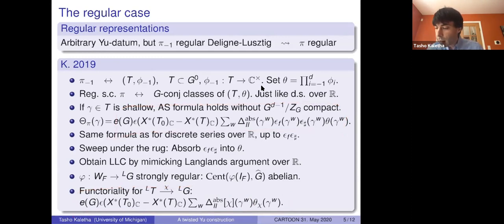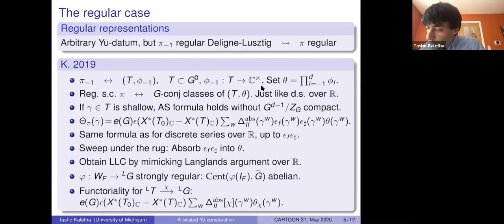And because of that, we can use it to pinpoint a representation. And we do this for every way to embed the torus into the group. And by this, I don't mean the L group of the torus into the L group of G. I mean on the non-dual side, you can embed the torus into the group in various ways. Each time you get a representation, and the resulting collection is the L packet.